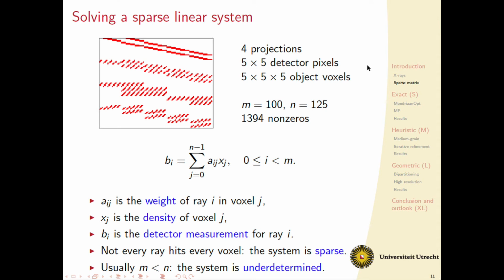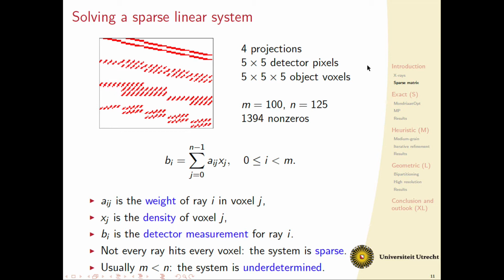Okay, so now what happens in tomography, we can translate this to a sparse matrix. And here what you see is we have four projections, and each projection is on a 5 by 5 detector, so 5 by 5 pixels, a very small example problem.